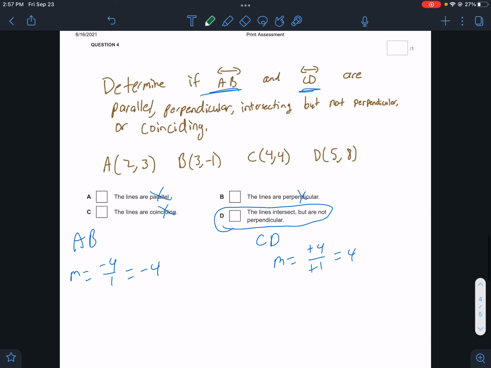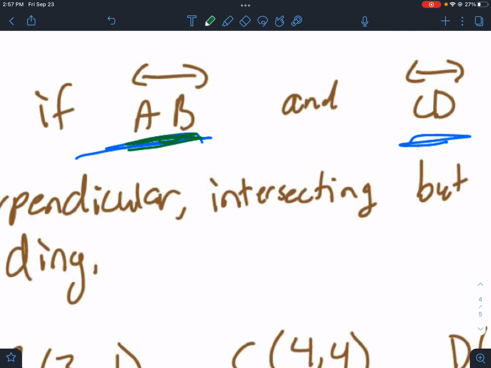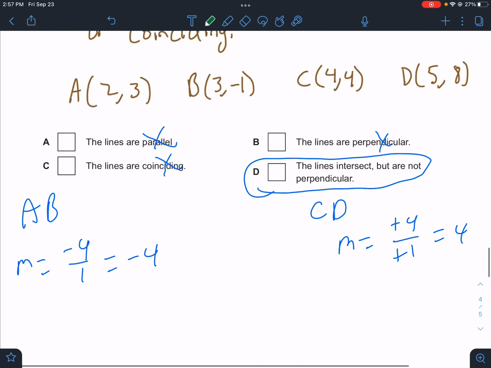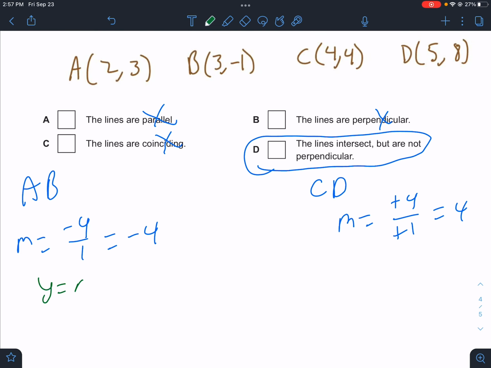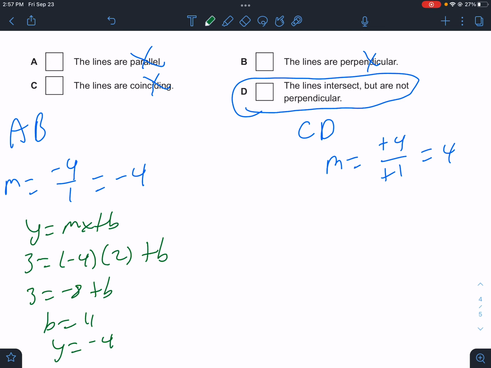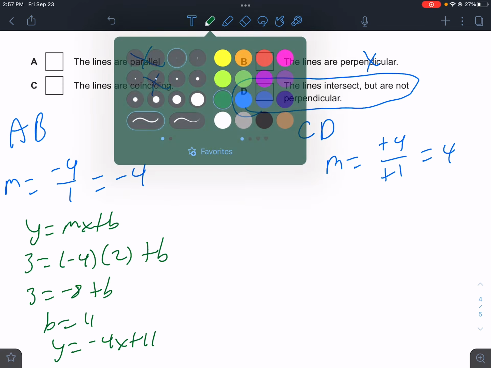If I was going to write the equation of AB, I could use point A or B. Both points, A and B, are eligible. So I'm going to use A just for funsies, 2, 3. So we have y equals mx plus b. I'm going to plug in 3 for y, negative 4 for m, and 2 for x. So 3 equals negative 8 plus b. b equals 11. So this is y equals negative 4x plus 11. This is just for practice, by the way. You don't have to do this.